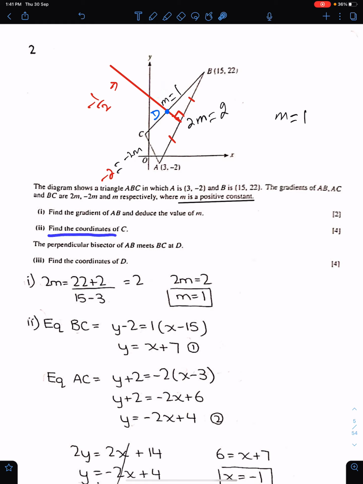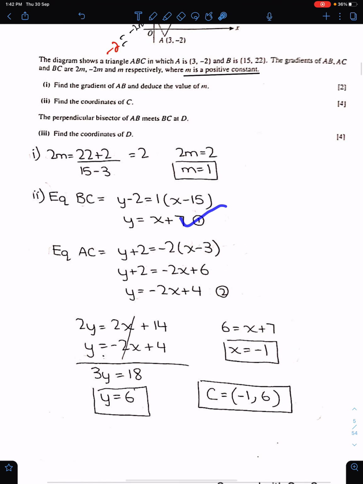Now we need the coordinates of C. Well, C is the point of intersection of this line and this line. For that, we need to find the equations of these two lines first. So this is the equation of BC. We have the coordinates of B, we have the gradient of BC, so we can get the equation of BC. And this is the equation of AC. By solving these two equations simultaneously, we can get the coordinates of C.